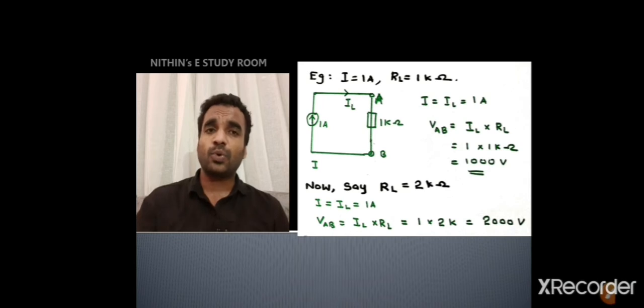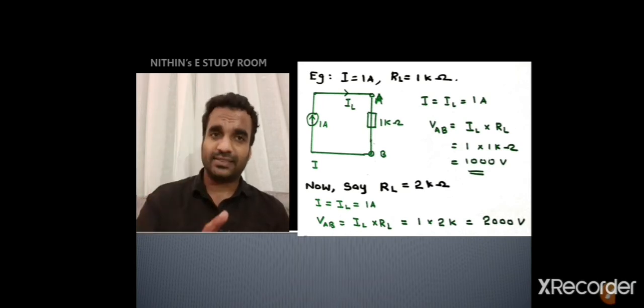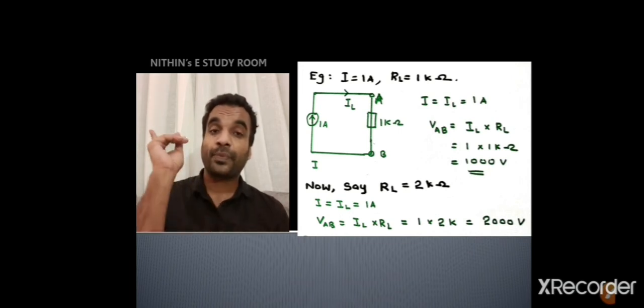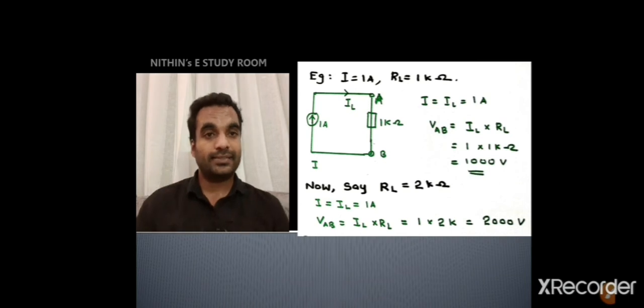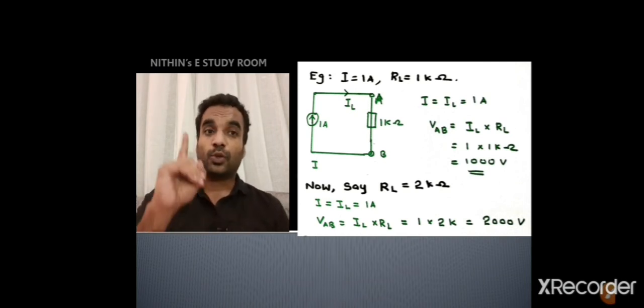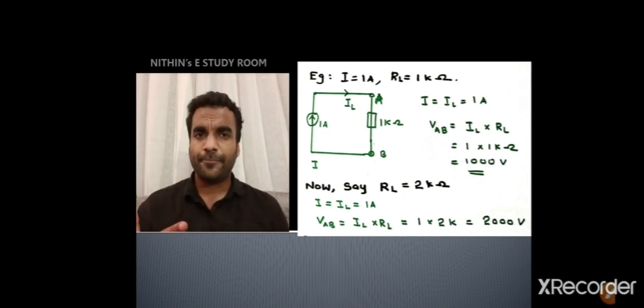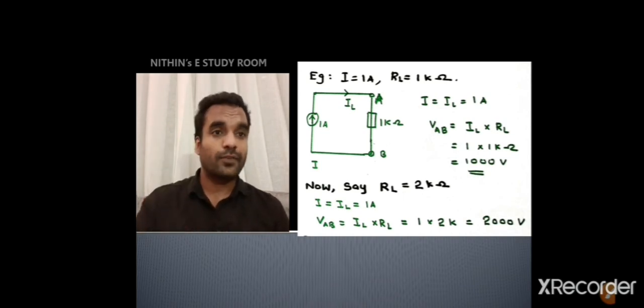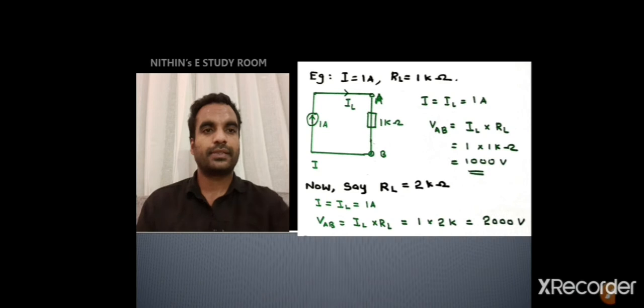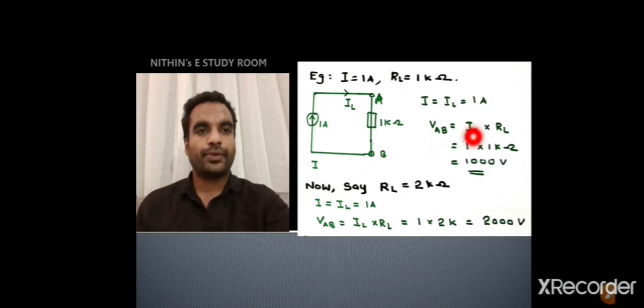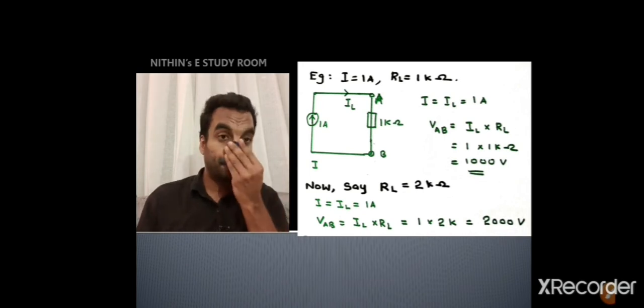How can you find the VAB? VAB is equal to the current passing through the resistor times the resistance of the resistor. That is, VAB is equal to IL into RL. IL is equal to 1 ampere and RL is equal to 1 kilo ohm. So 1 into 1000. What will be the VAB? VAB will be 1000 volt. You can see that 1 into 1 kilo ohm, so VAB is equal to 1000 volt.